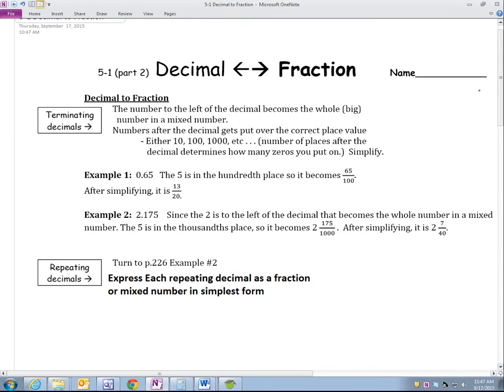Anyway, back to it. The numbers after the decimal get put over the correct value, either 10, 100, 1,000, etc. The number of places after the decimal determines how many zeros you want to put in.